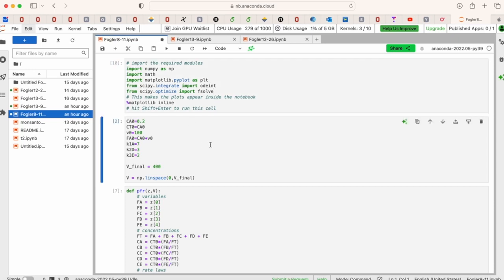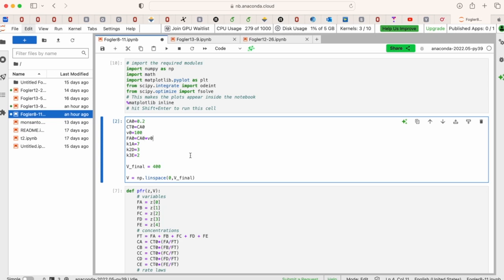So I'm going to run that. Here I have constants. So we said that the inlet concentration of A is 0.2 molar. A is the only species fed, so that's also equal to the total concentration. And the volumetric flow rate coming in is 100 liters per minute. Now, this is a gas phase reaction with a change in the number of moles, so that's going to change over the course of the reaction, but the inlet value is given.